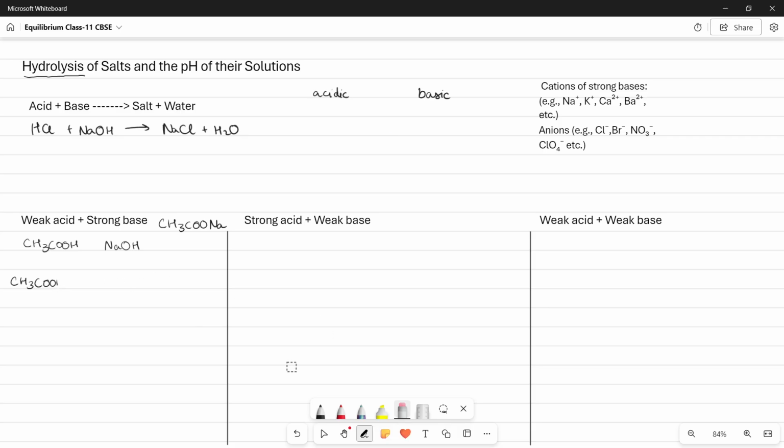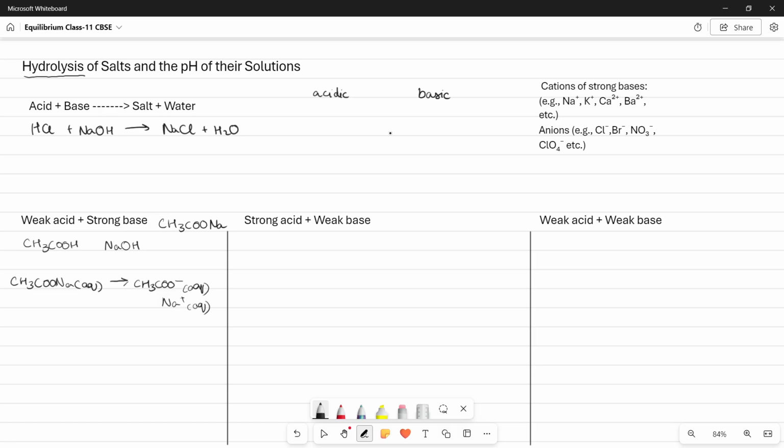It's okay. So CH3COONa in aqueous medium is going to give us CH3COO minus, because it's going to be in the ionic form, and Na plus. Now this Na plus is a cation of a strong base, so it won't interact with the water molecule.